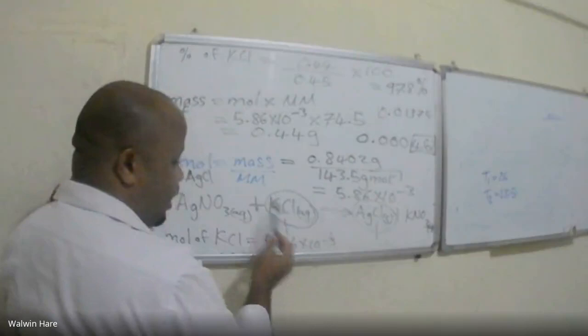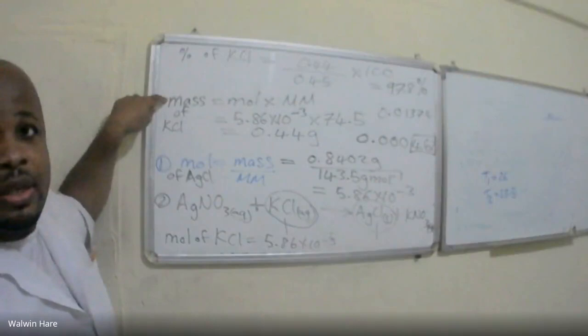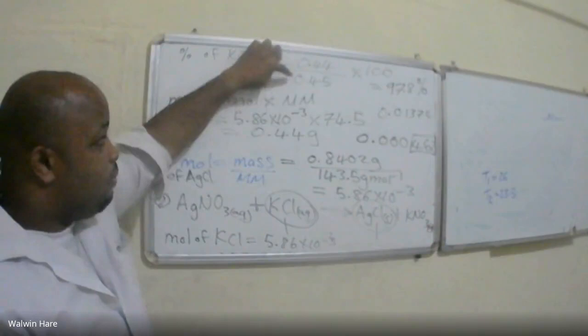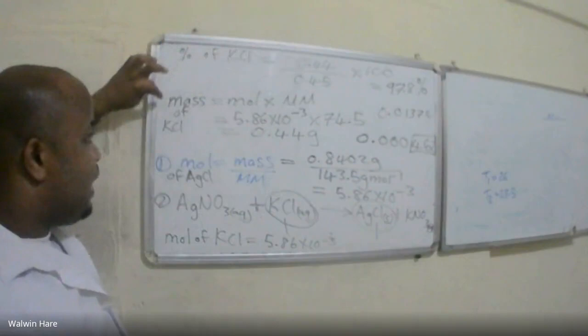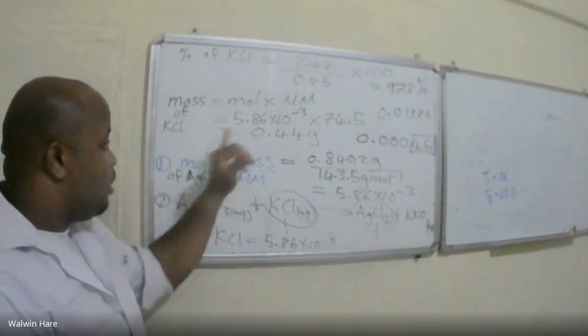Once you get the moles of your analyte, in this question, they did it on purpose. They did not ask you to calculate the mass. They went straight ahead and asked you to find the percentage, which is the mass of the compound over the mass of the sample. You are supposed to know that once they ask for the percentage, you have to work out the mass. So once you get the moles, you multiply by the molar mass and you will get the mass.